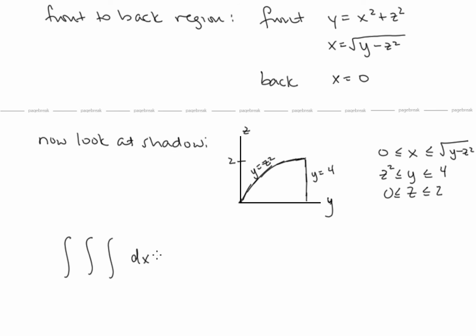So our inside variable is going to be x. We have 0 and radical y minus z squared. And then we're going to integrate on y. We have z squared to 4. And then on z going from 0 to 2. That's another integral that represents the same volume.